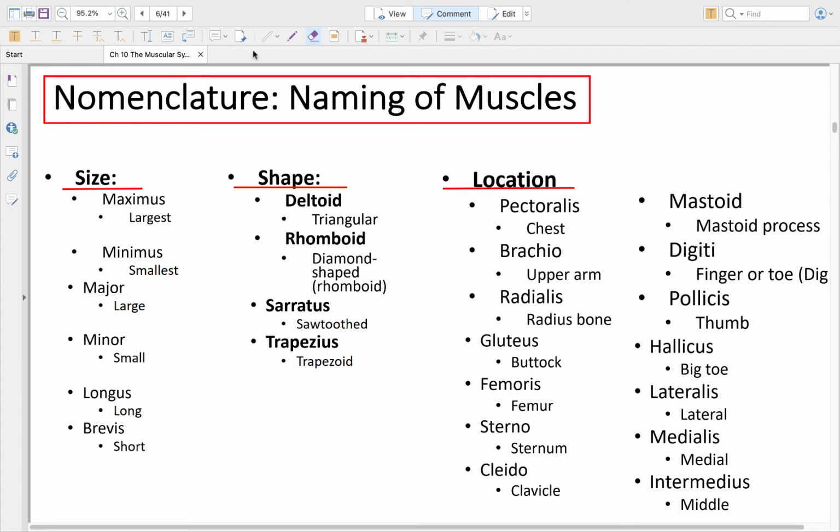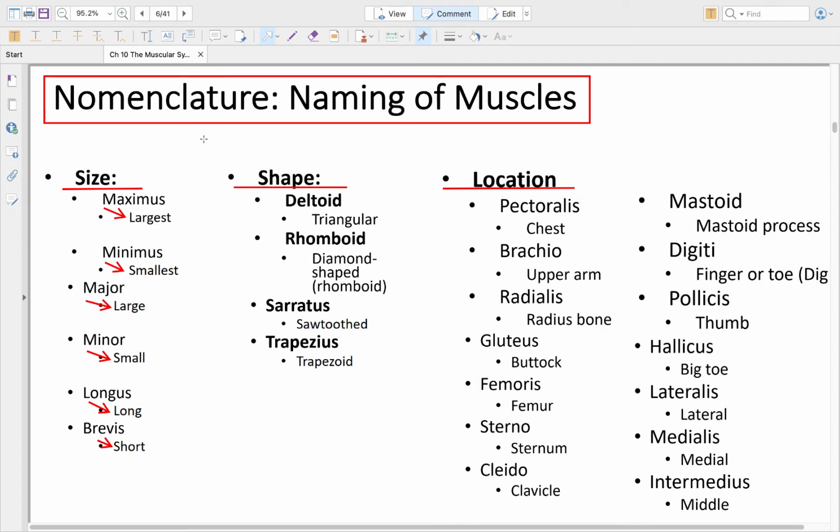So size. Size is a pretty easy one. Maximus means the largest in a group of muscles. Minimus is the smallest in a group of muscles. At the same time, there are other muscles where they will use the term major for large, minor for small. Longus is for the longest muscle in the group, and brevis means short.